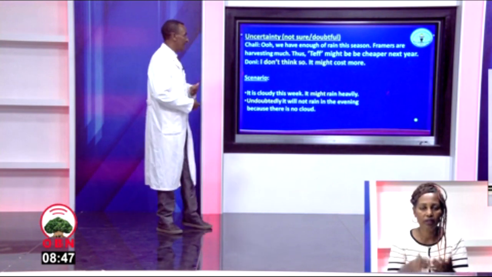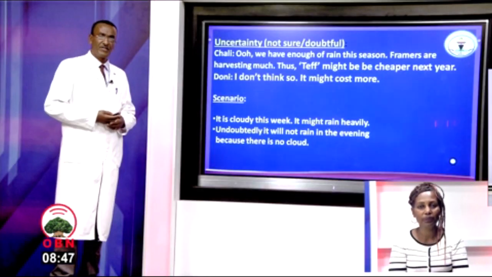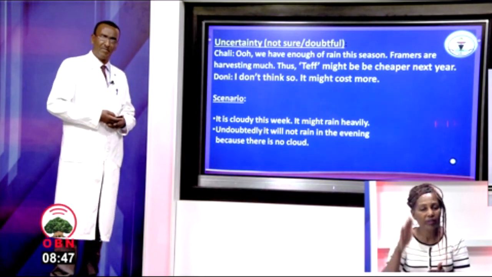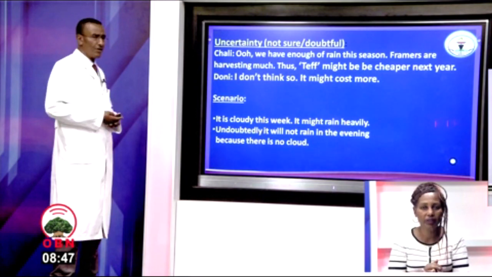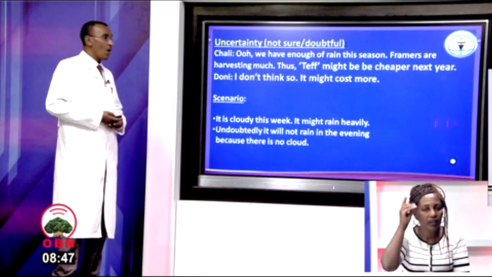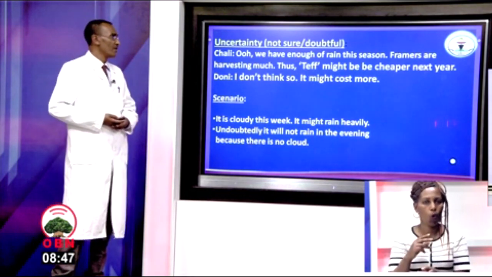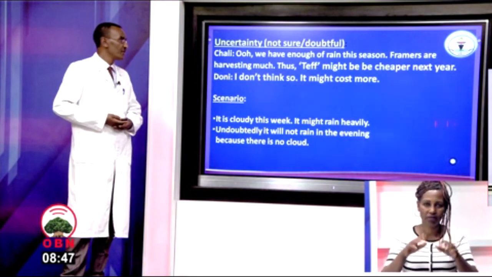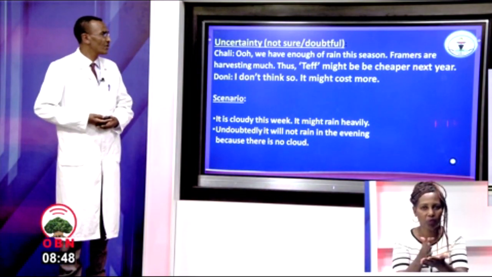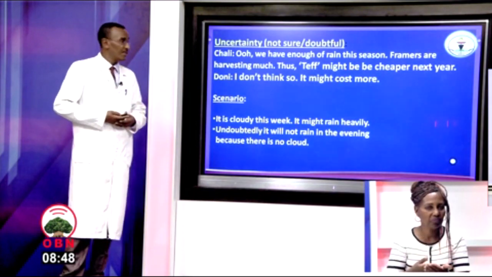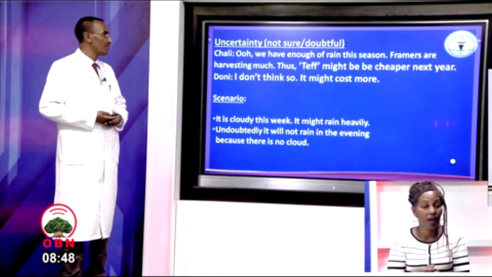Let's now look at this dialogue again, where there is an uncertain or unsure message. Charlie and Donnie are talking. Charlie says, "Oh, we have enough rain this season. Farmers are harvesting much. Thus, Teff might be much cheaper next year." Donnie says, "I don't think so. It might cost more."